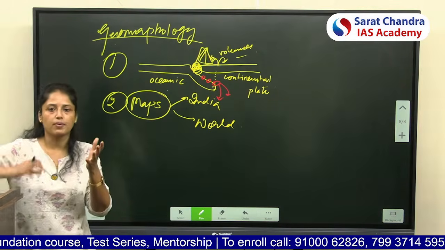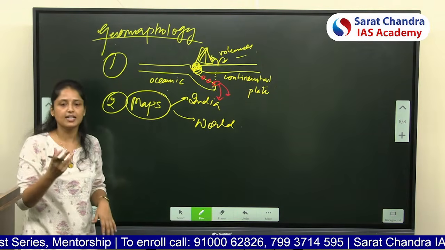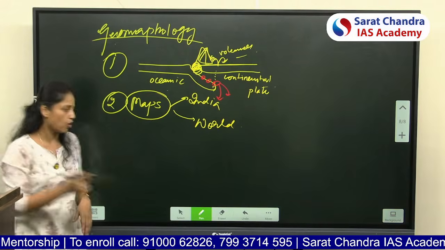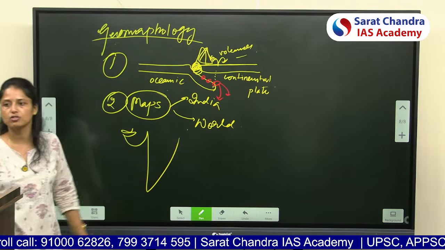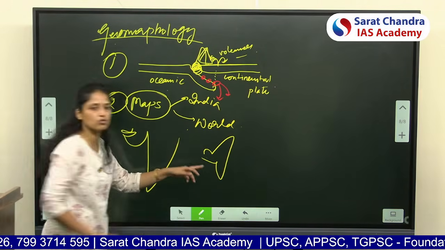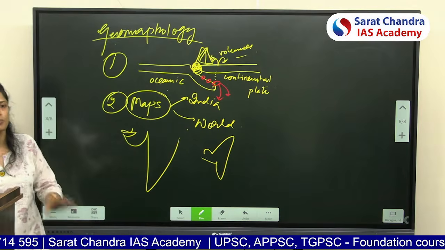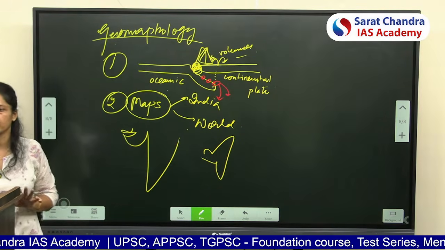So make a map and see, every time it's not necessary to make the complete map. If you are talking about the peninsular India, that's it. This is the peninsular India. If you are talking only of the northeast India, that's it. This is northeast India. So every time don't make the complete map. Make it only if you need complete India.